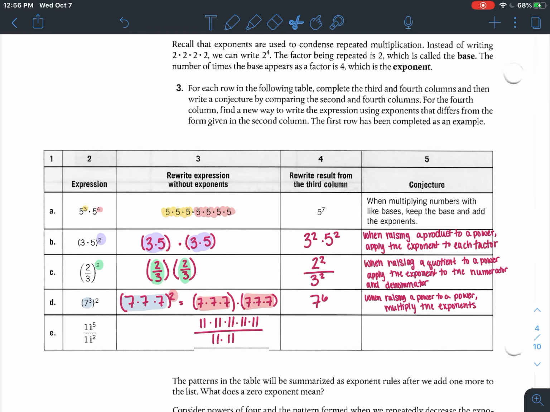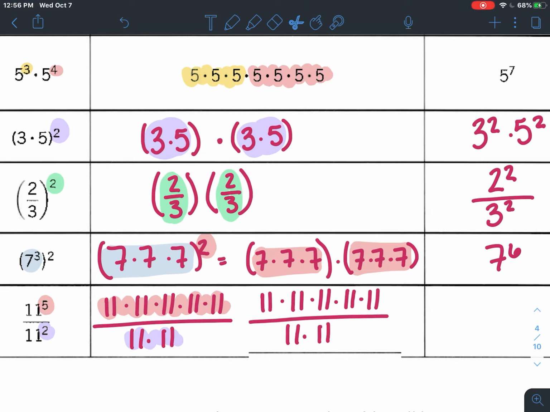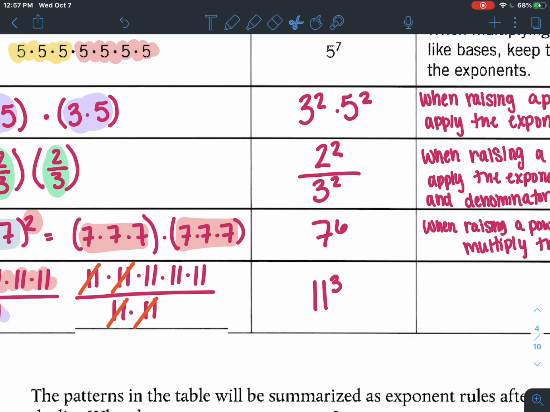And then the last one, we have 11 to the 5th power divided by 11 squared. So I'm going to write out 11 5 times on the top and 2 times on the bottom. I cannot get rid of this second one that I have written down on my sheet, but I just have it there. So I'm going to cancel out the 11. The 11 on the top cancels with an 11 on the bottom. 11 on the top cancels with an 11 on the bottom. What am I left with? I'm left with 11 written out 3 times. So 11 times 11 times 11. So 11 cubed.